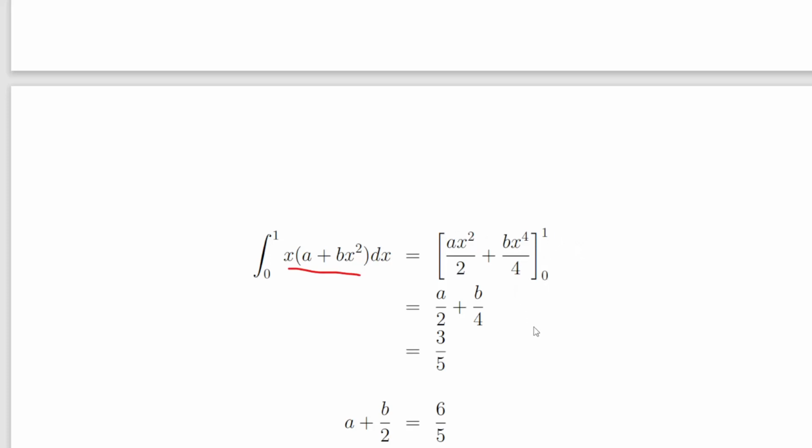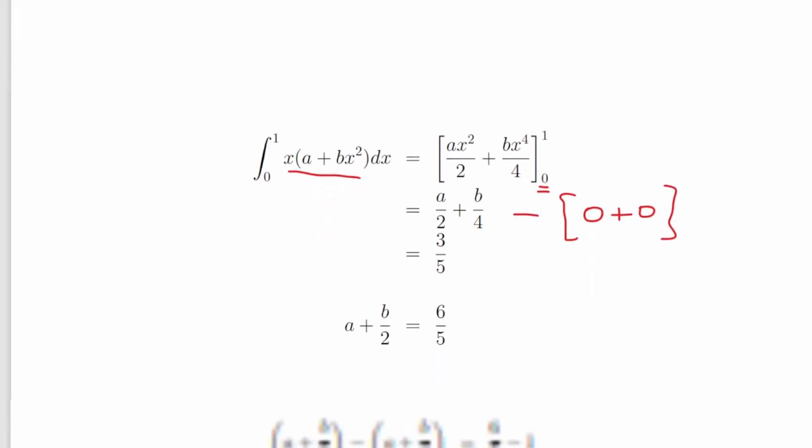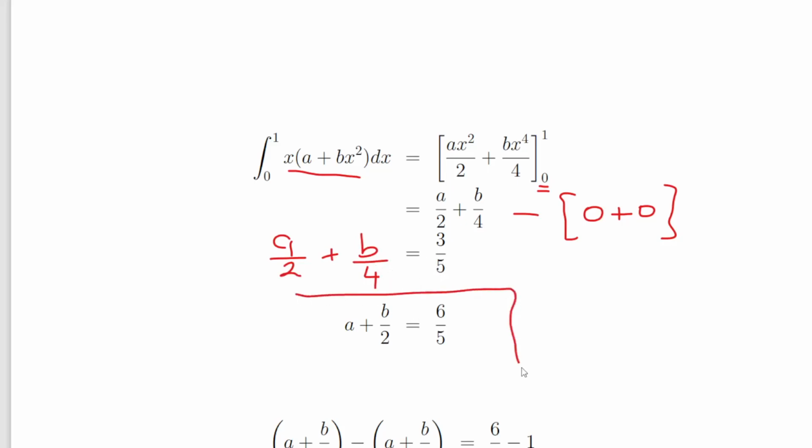And again, when we evaluate it at 0, we just get minus 0 plus 0, so we can just disregard that. Always check that, though. Don't assume that if the lower limit is 0, the expression is necessarily trivial. Just check it. But anyway, what we get there is a over 2 plus b over 4, and we know that to equal 3 over 5. So a over 2 plus b over 4 equals 3 over 5. What we can do is simplify the expression, multiplying by 2, and we have a plus b over 2 equals 6 over 5.